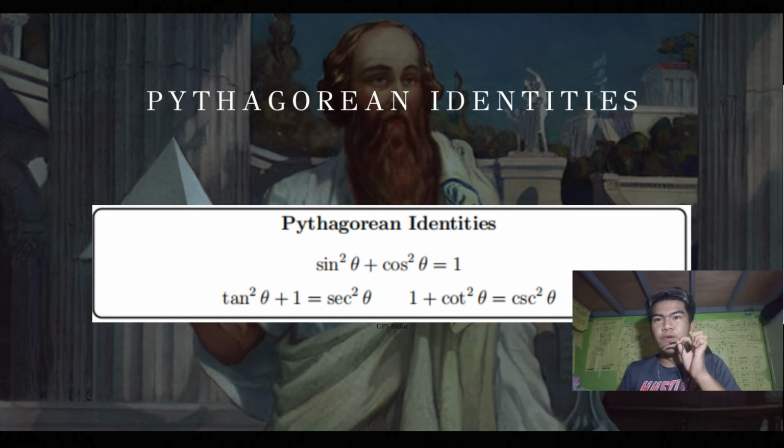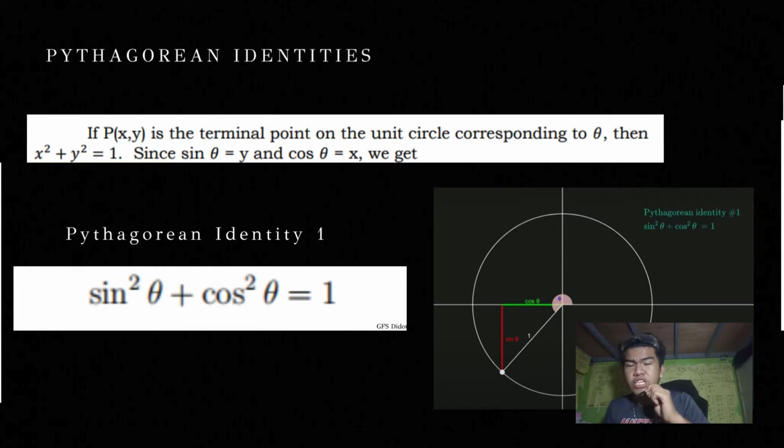Now it is time for the next one, which is the Pythagorean identities. In the word itself, we can have an idea where these identities came from. And if you are thinking about the Pythagorean theorem, you are right. To better understand these identities, let's take the first one, which is sine squared theta plus cosine squared theta is equal to 1. Remember the Pythagorean theorem, a squared plus b squared is equal to c squared. It looks similar to this identity.